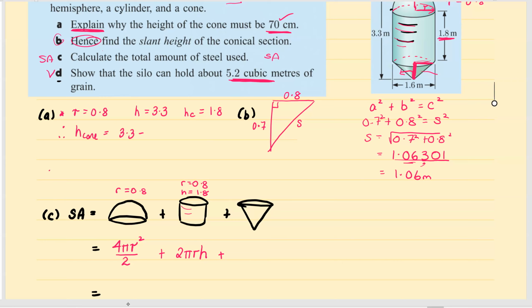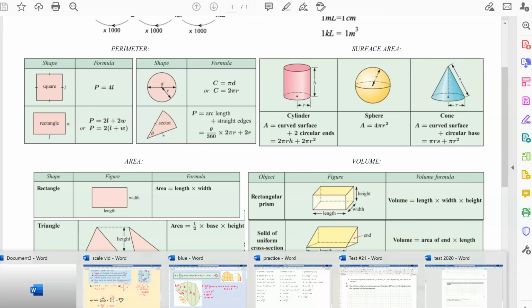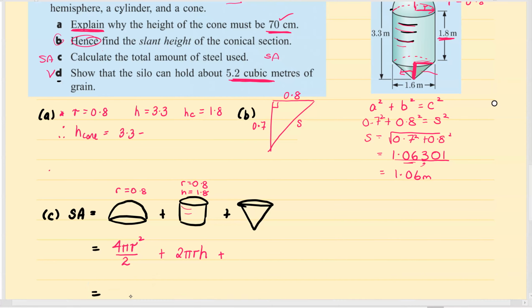Go back, we want the surface area of a cone. Once again, we look over there, and it's got 2 parts to it. The pi r squared is the bottom, so let's not include that. We're just going to have pi rs. So we've got pi rs. We know that r is 0.8, and we know that s, we just worked out before, is 1.06.